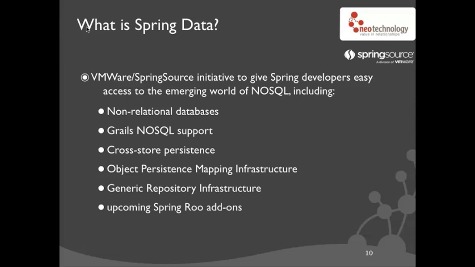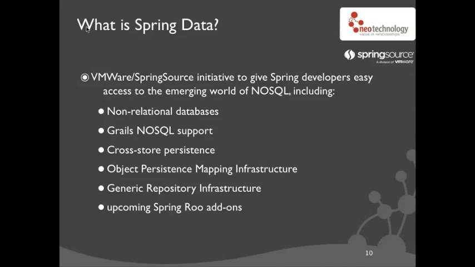The Spring Data project is an initiative of SpringSource to provide easy access for Spring developers to this world of NoSQL. So it provides a convenient and consistent API structure, not the same API, but a recognizable API that is consistent across all the Spring Data projects, similar to relational databases. It also takes care of the NoSQL support for Grails. There are certain approaches for cross-store persistence, meaning that you can share data between data stores automatically.